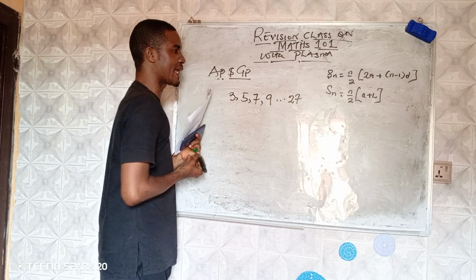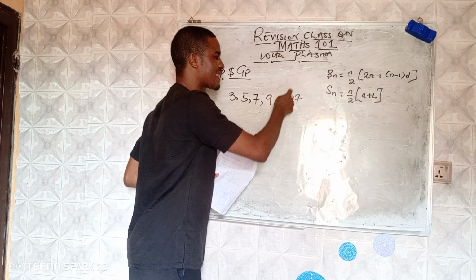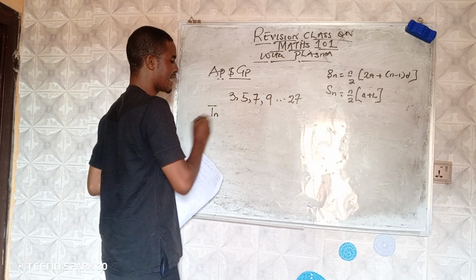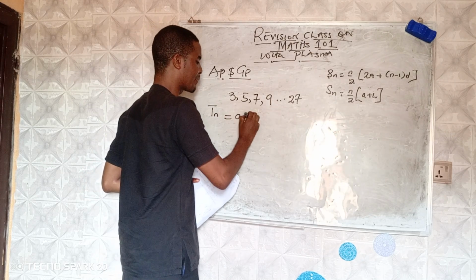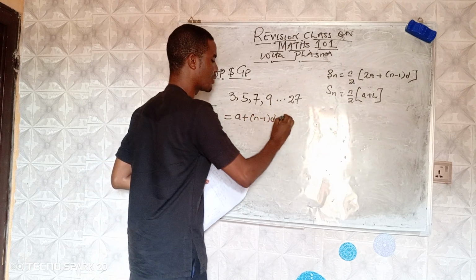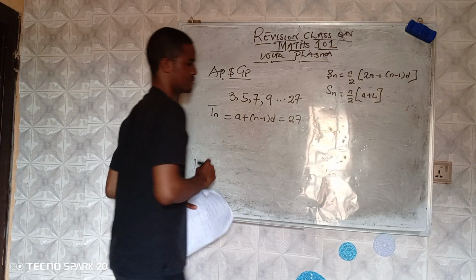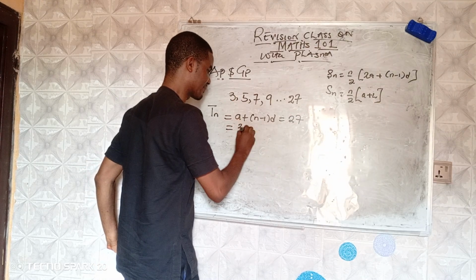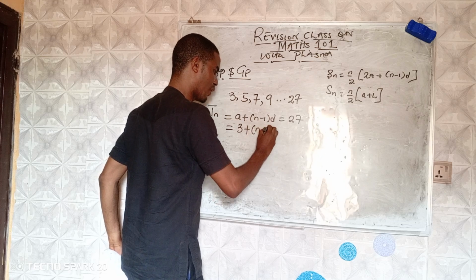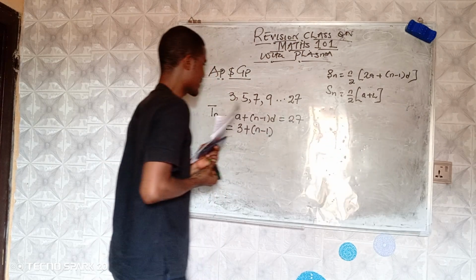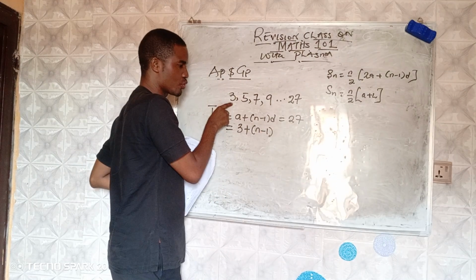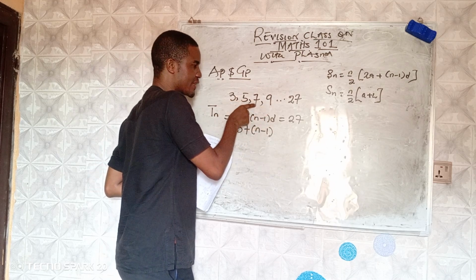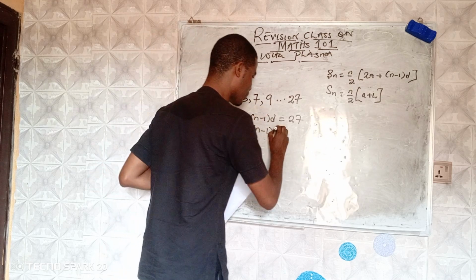So for me to find n, I have to convert this to a statement. The last number here is 27. So I will say Tn, a plus (n minus 1)d, was equal to 27. The first term of this is 3. I don't know the value of n. Its common difference, 5 minus 3 is 2. 7 minus 5 is 2. 9 minus 7 is 2. So the value of d is 2.